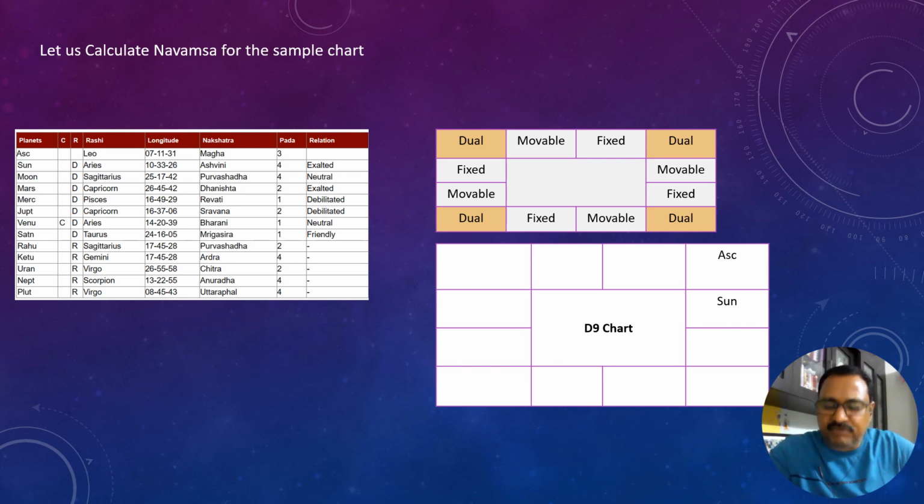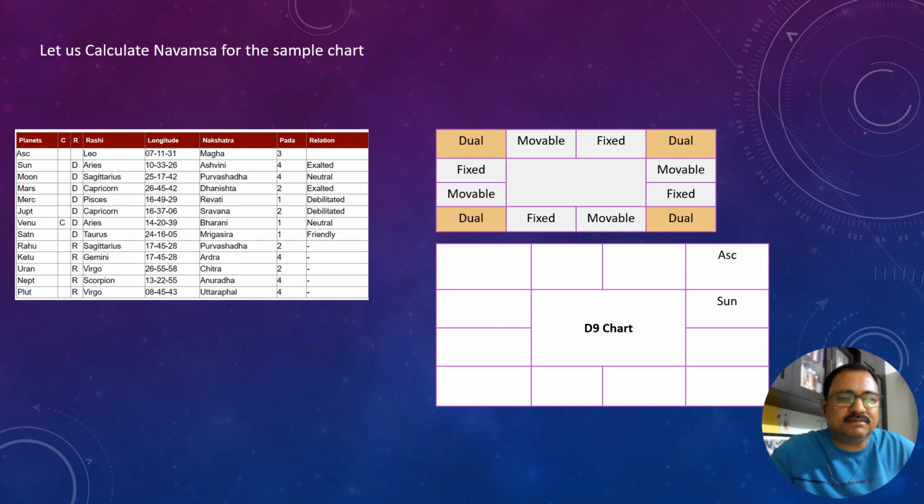So from Leo, the first sign is Leo, second is Virgo, third is Libra, fourth is Scorpio, fifth is Sagittarius, sixth is Capricorn, seventh is Aquarius, eighth is Pisces, ninth is Aries. So the first Navamsa of Leo is Aries, second Navamsa is Taurus, third Navamsa is Gemini. For Sachin Tendulkar, the ascendant is in the 7th degree and 11th minute, which means it is in the third Navamsa. That's why the ascendant has gone to Gemini.